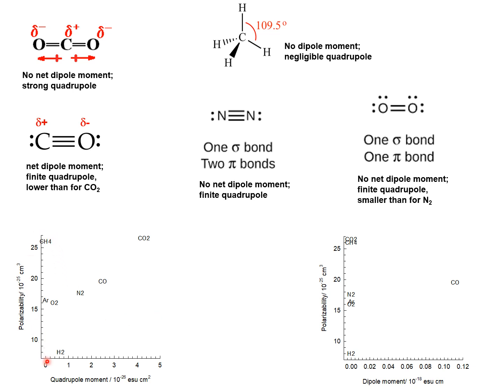Here I plot the polarizability versus the quadrupole moment, and we note that the polarizability of methane is practically the same as that for carbon dioxide, but carbon dioxide has a significantly higher quadrupole moment. We also note that the quadrupole moment of nitrogen is about a factor 4 higher than that of oxygen. Of these gas molecules, only carbon monoxide has a dipole moment.